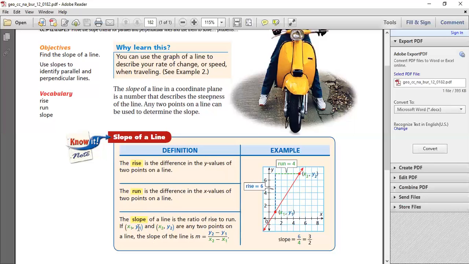If x1, y1 and x2, y2 are any 2 points on a line, the slope of the line is m equals y2 minus y1 over x2 minus x1.